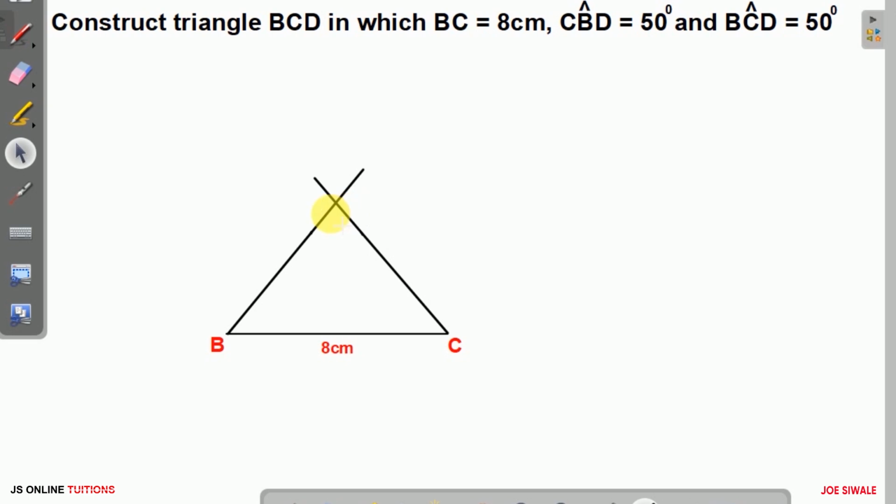So we can say that's where our D is. As you can see, we have indicated our side D. So we have constructed our triangle BCD. Let us indicate our 50 degrees angles. We know that the angle at B is 50 degrees and the angle at C is 50 degrees. As you can see, we have indicated our angle at B as 50 degrees, our angle at C as 50 degrees. Let us now measure the length of line BD and the length of line CD.